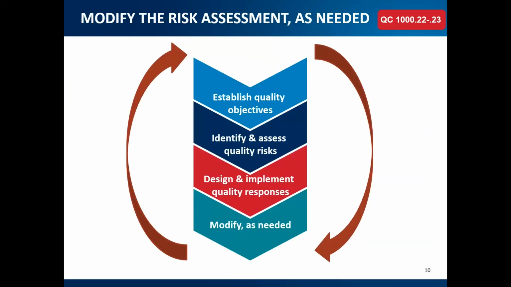The firm's risk assessment process is iterative and ongoing, so that new or developing risks are identified and addressed as they emerge. Firms do not necessarily need to address the requirements of the risk assessment process in a linear manner. For example, in identifying and assessing quality risks, the firm may determine that one or more additional quality objectives are required. Or in designing and implementing quality responses, the firm may identify additional quality risks.